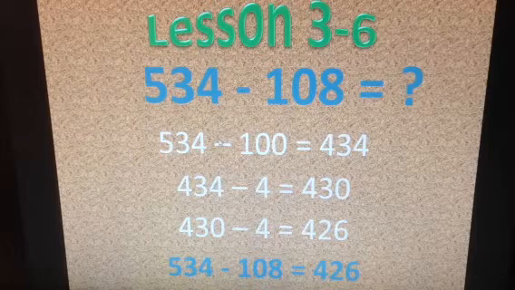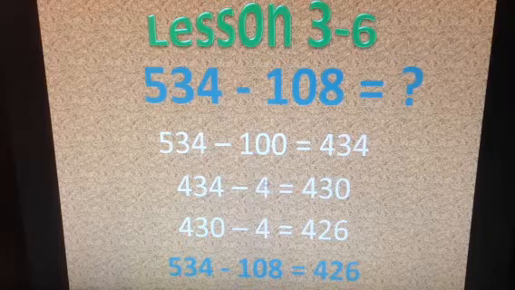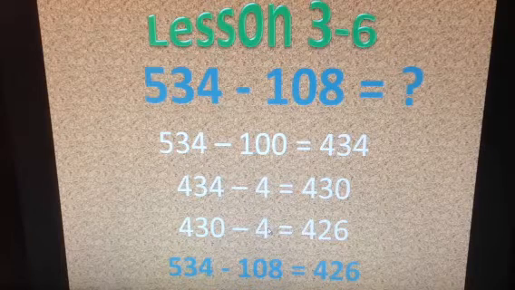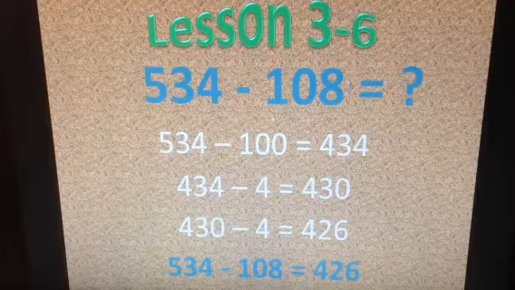What I like about this way of subtracting is that you can check your work. 100 plus 4 equals 108. So I know I have taken away the full amount I was supposed to take away.